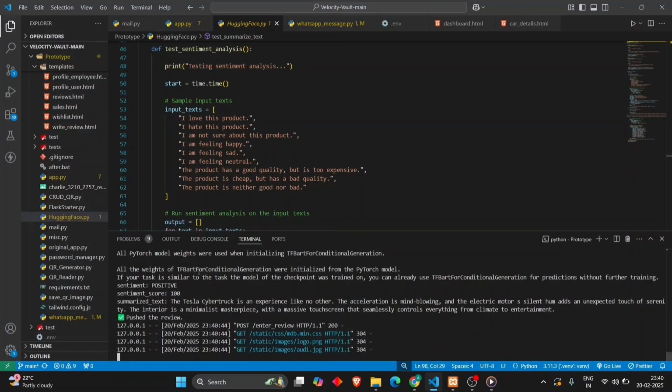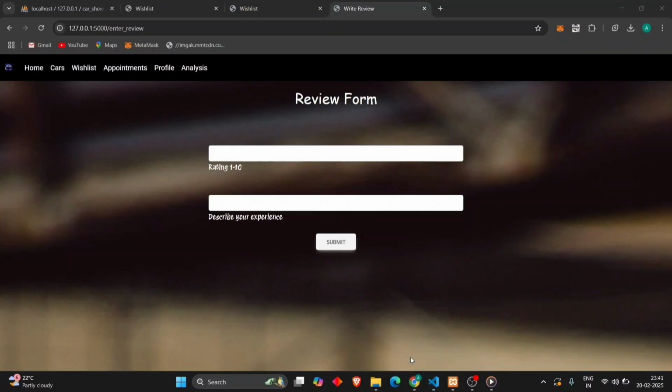Yeah. So for the review given, the sentiment of the user was positive, and the sentiment score generated was 100. And this is the summarized text: the Tesla Cybertruck is an experience like no other. And since it was positive feedback, the sentiment came as positive, and the sentiment score was 100. So that's it for the customer side.